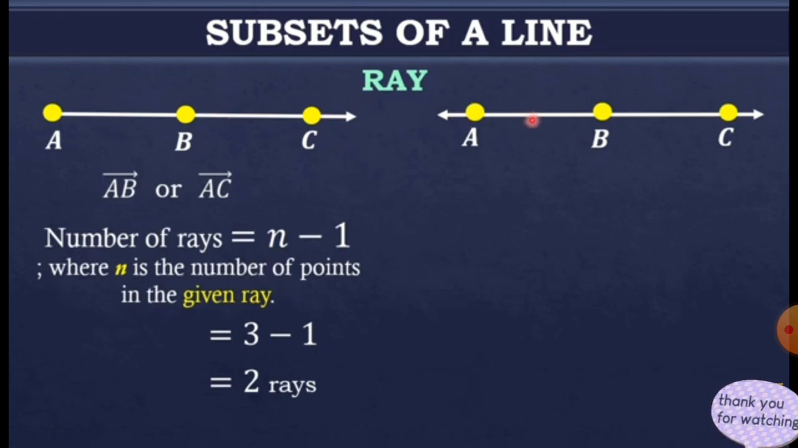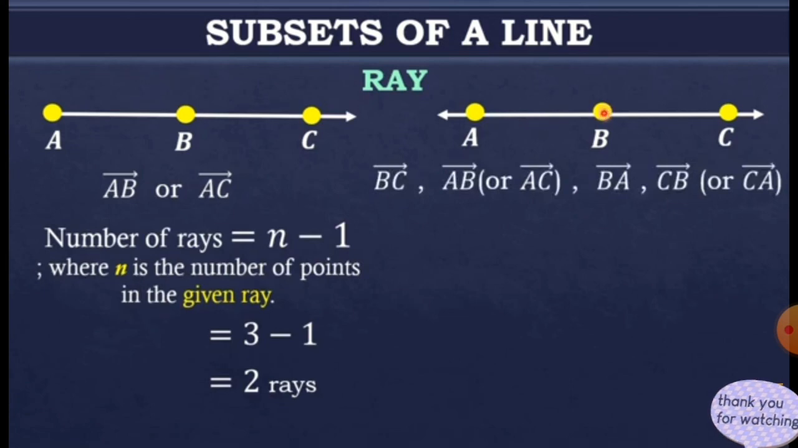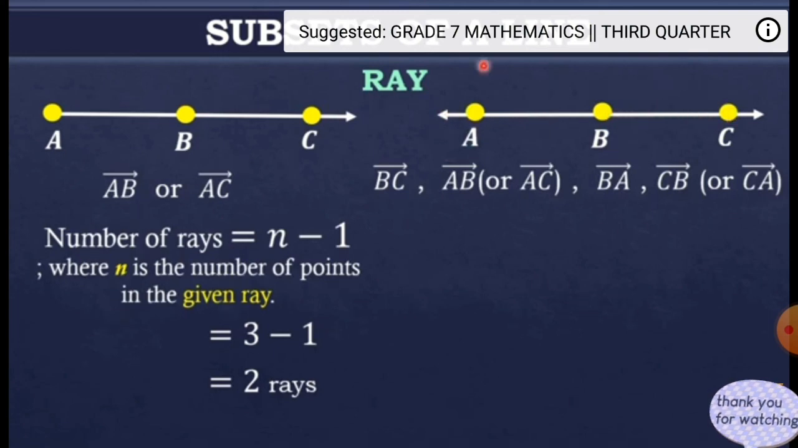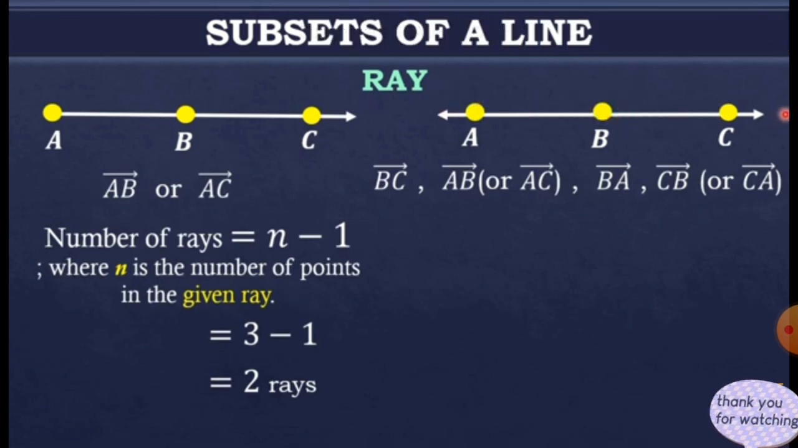So, given this figure, what are the rays? So, ray BC, ray AB, or AC. Diba, isa lang po ito, yung AB at AC. Okay? And then, ray BA, and then ray CB or CA. Okay, so ulitin ko ha. Ray BC, endpoint, and then yung may infinite direction. Ray AB, endpoint, and then yung nakaturo na infinite direction. Ray BA, and then ray CB or CA.